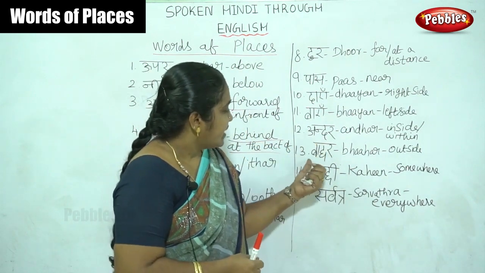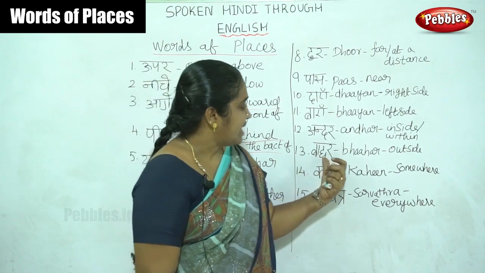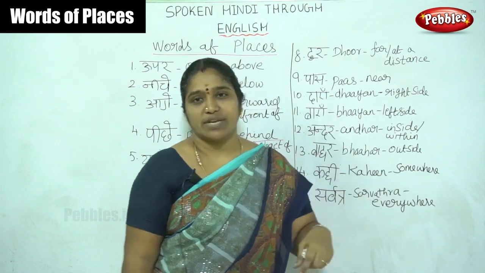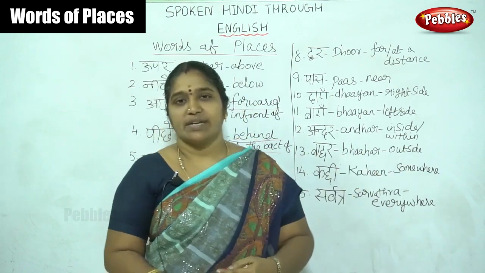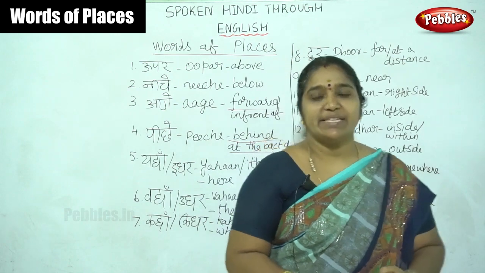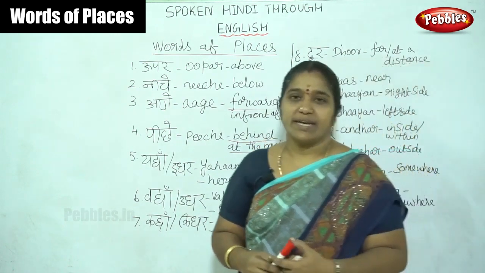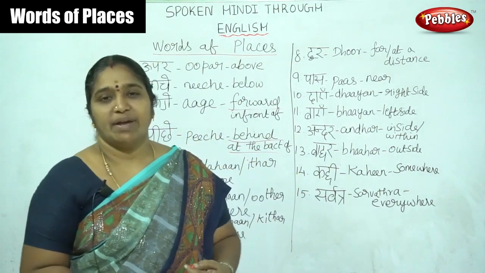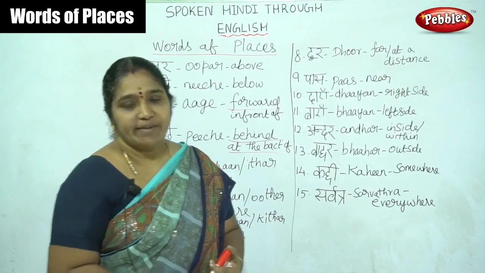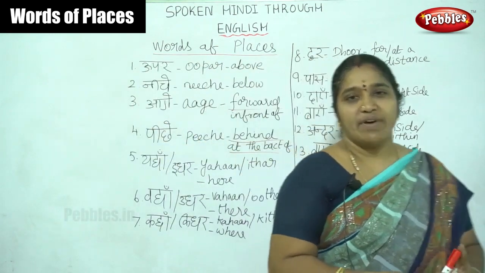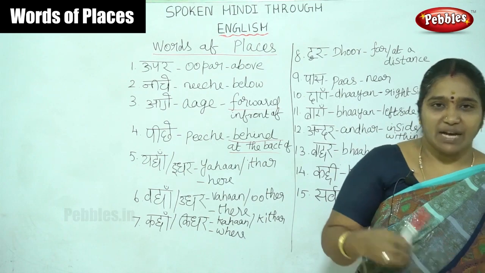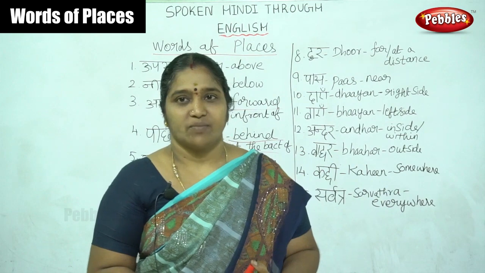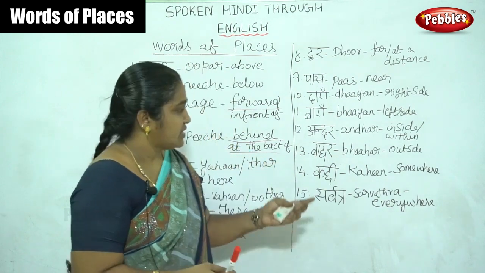Then the next one is बाहर. Pronunciation is bahar, the meaning is outside. If मेरी सहेली मुझे फ़ोन करती है, मैं उसे कहती हूँ कि मैं बाहर हूँ. If my friend calls me on the cell phone asking where are you, and I am outside, then I can say that I am out of station.